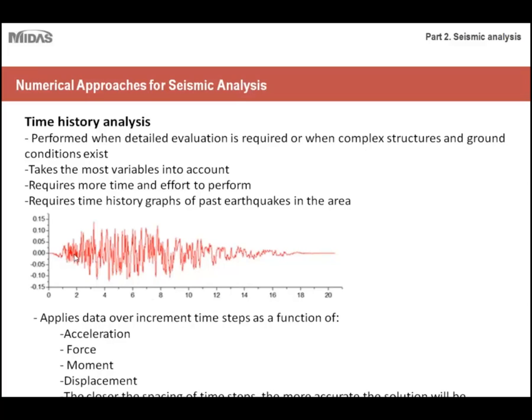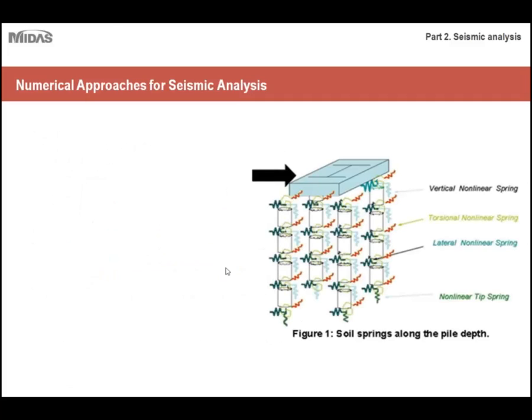So for example, if you were to subdivide this graph to get more results for a number of time steps, if you were to increase this to say double, you'd have obviously a more detailed and more accurate analysis, although it would take longer to run. So now let's talk about something called soil springs.